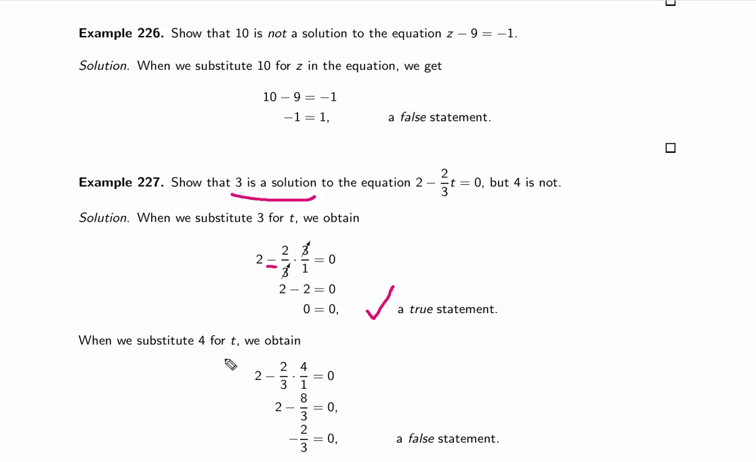If you try 4, what goes wrong? Well, 2/3 times 4 is 8/3, and 2 minus 8/3. Well, 2 is 6/3, so 6/3 minus 8/3 is negative 2/3. That's not equal to 0. So 4 doesn't work. 4 is not a solution.